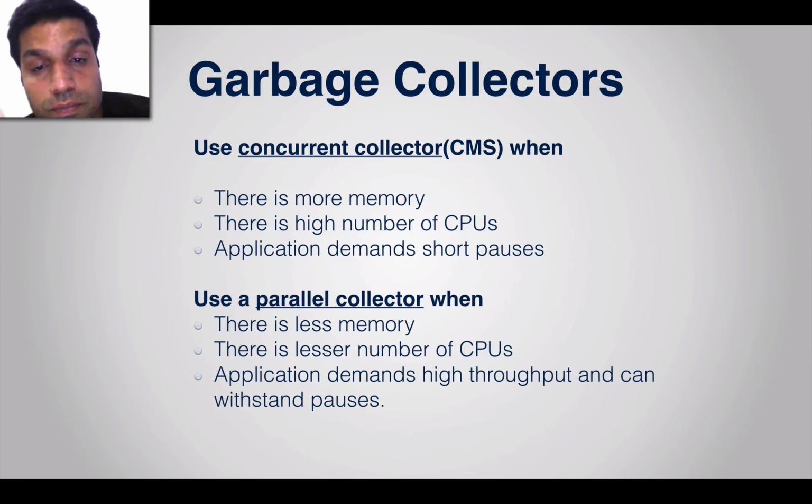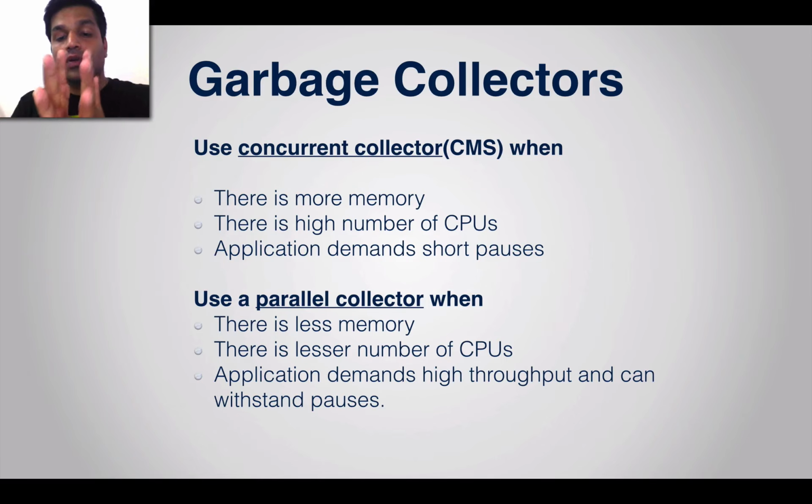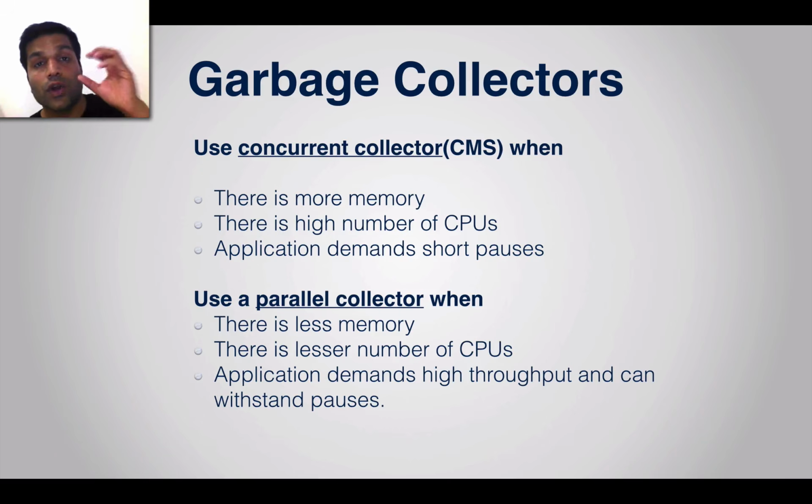So when to use concurrent versus parallel? The concurrent garbage collector has to be used when there is more memory and a high number of CPUs, because it's a concurrent process that keeps on running with your application. So you should have a lot of CPU to spare, because apart from your application, you are letting the concurrent thread also run. And when very short garbage collection pauses are desired, that means if your application has to be responsive or should have less latency, you should use the concurrent garbage collector.